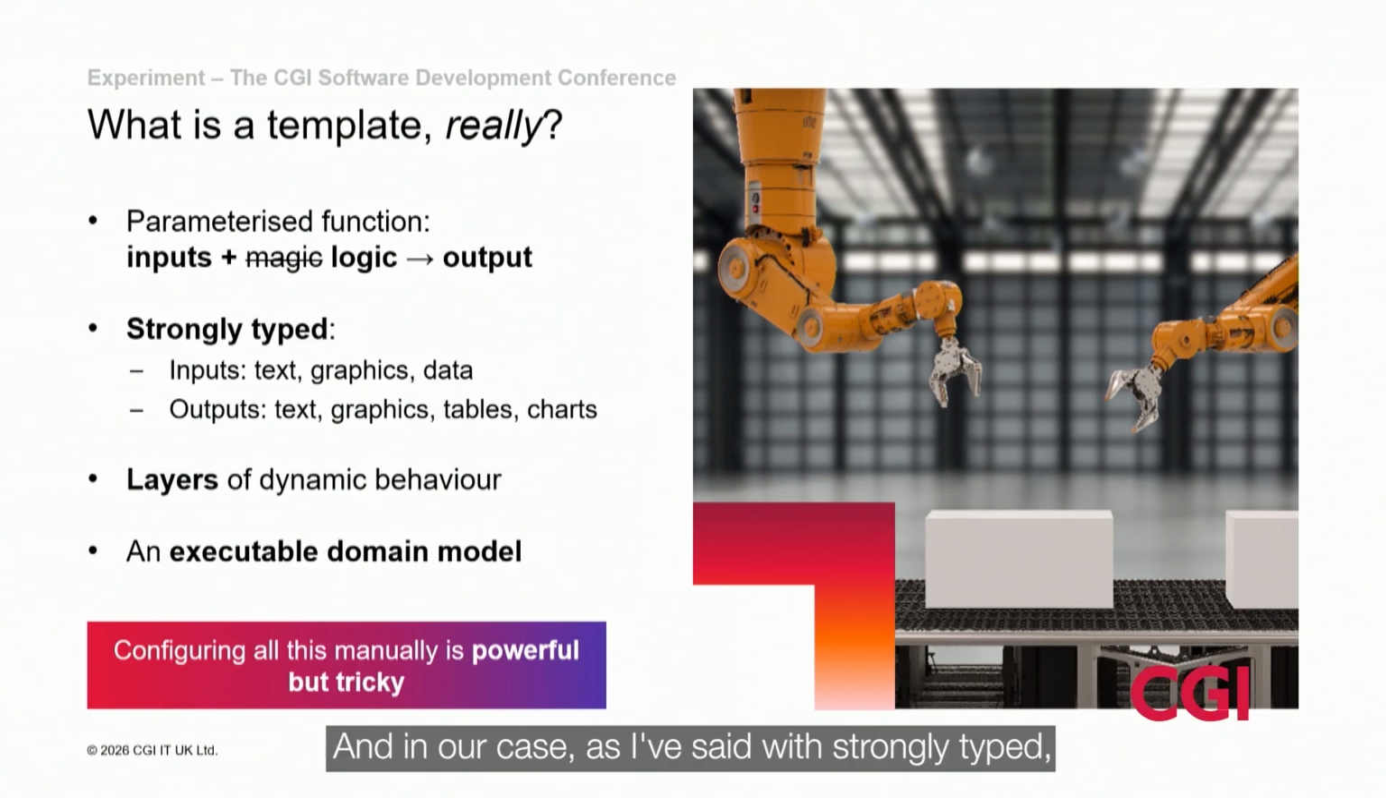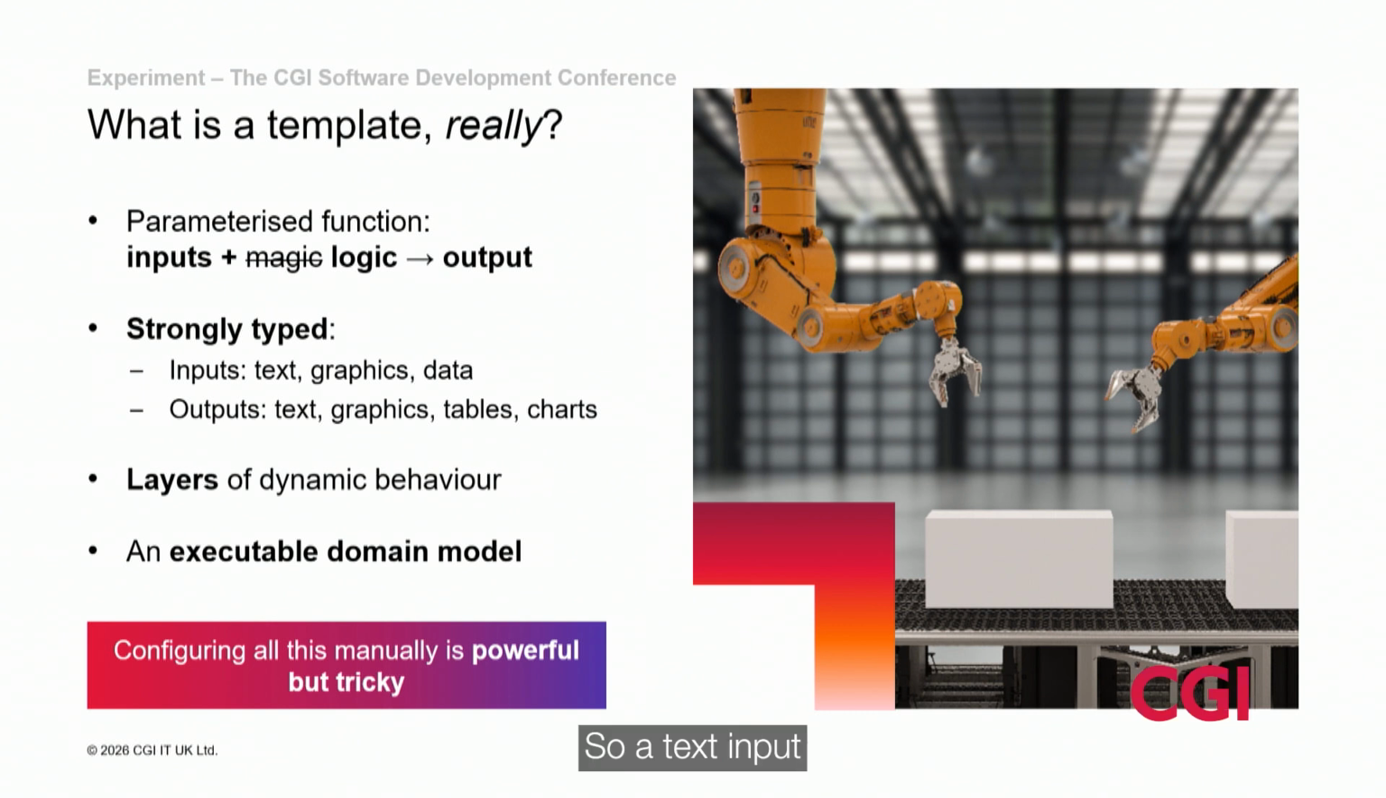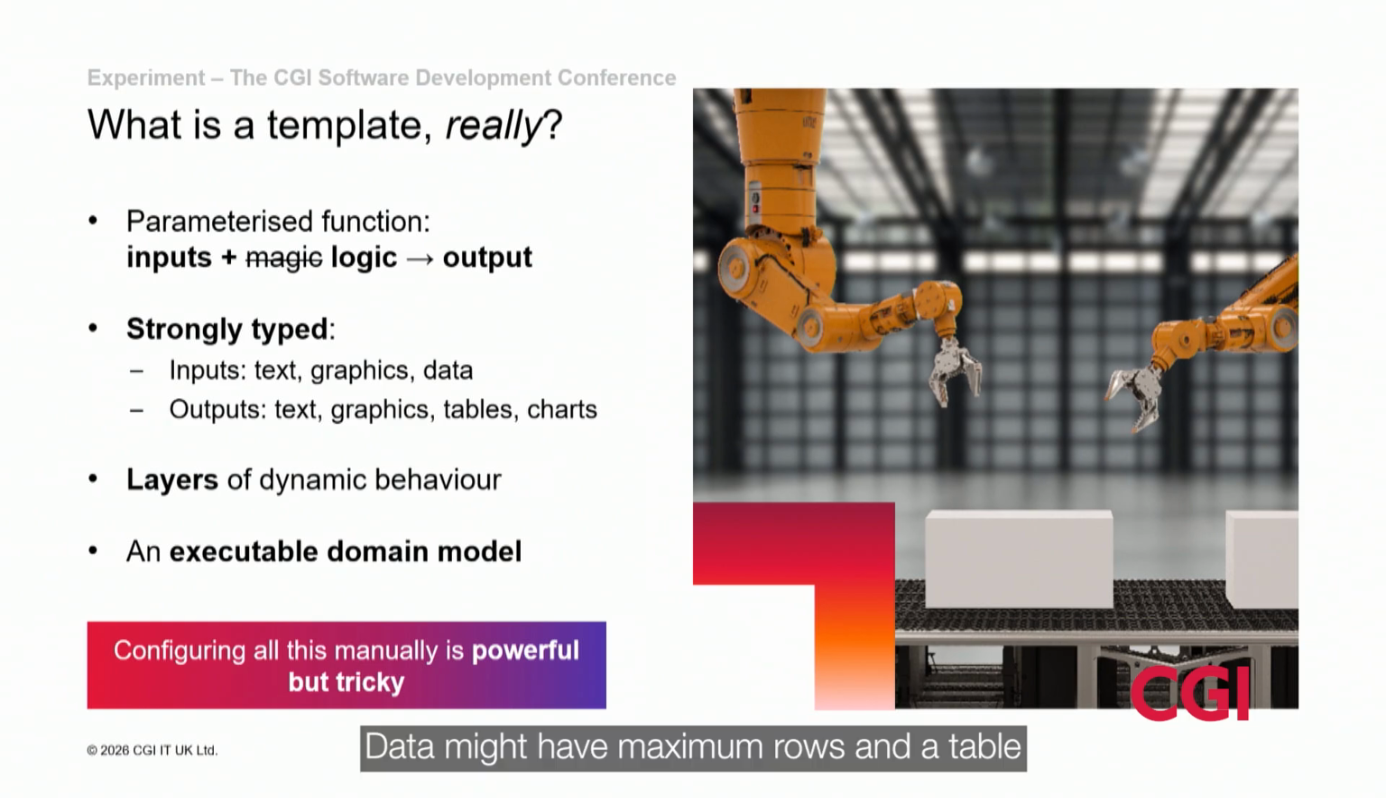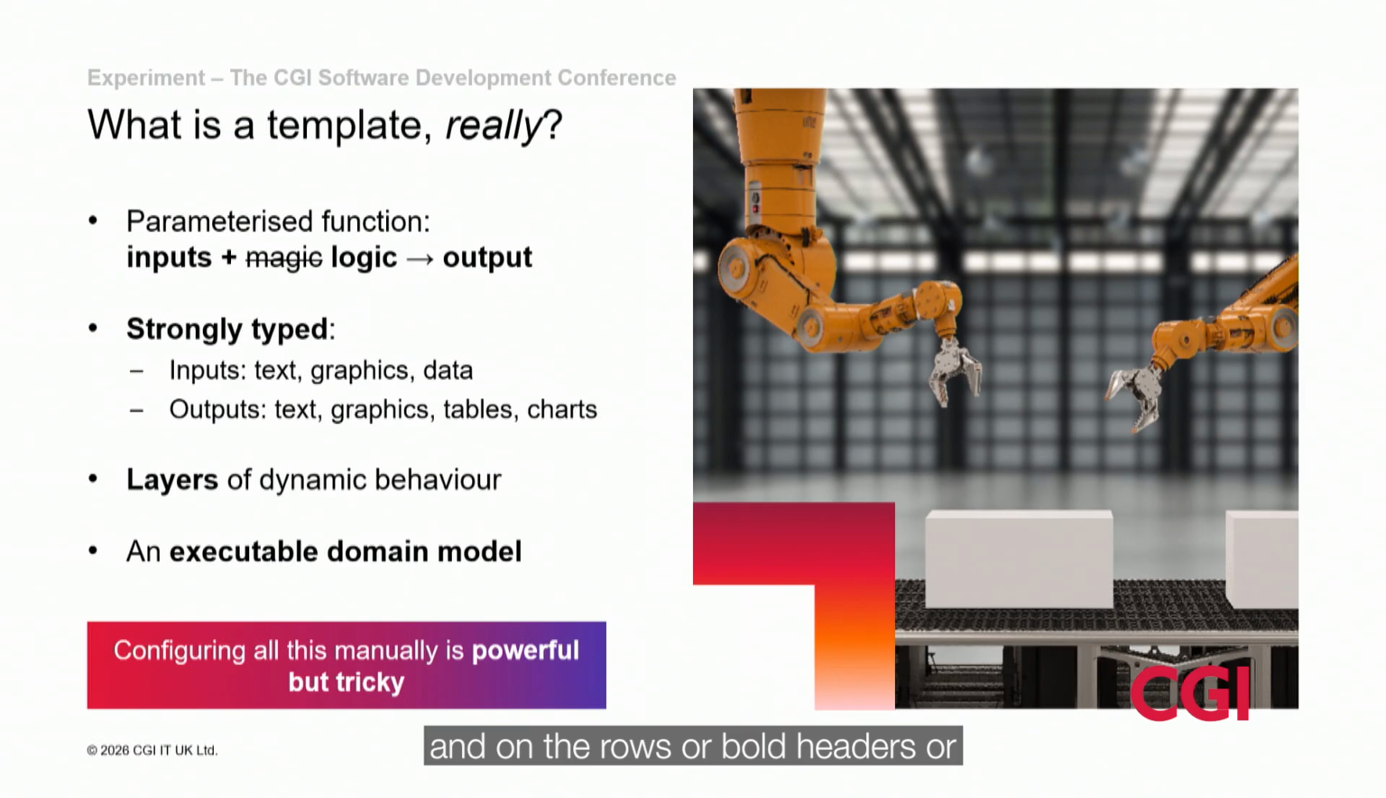And in our case, as I've said, we're strongly typed. We've got different things that we know about those inputs and things we know about the outputs. So a text input could have a maximum word count or a maximum character count. Data might have maximum rows in a table or something like that. There's constraints, there's configuration. Some of these things might be requests to external services, so talking to the weather models, getting data out of them, or rendering that in the output. So a table could be rendered with zebra striping on the rows, or bold headers, or lines or no lines, all that sort of stuff.